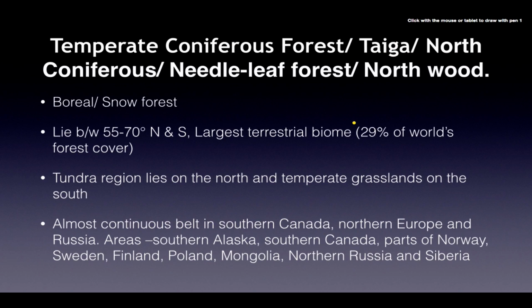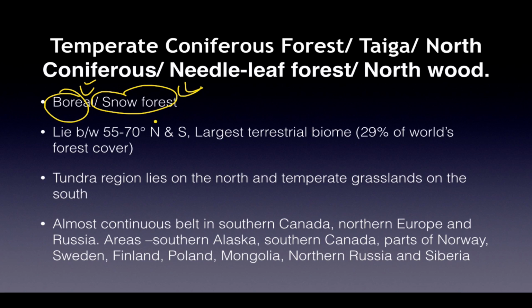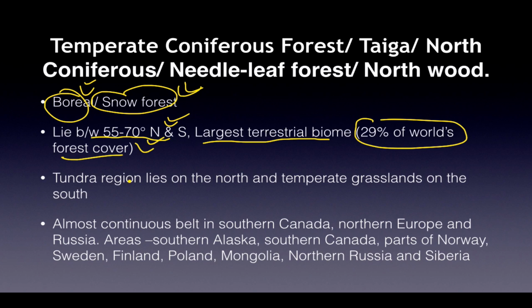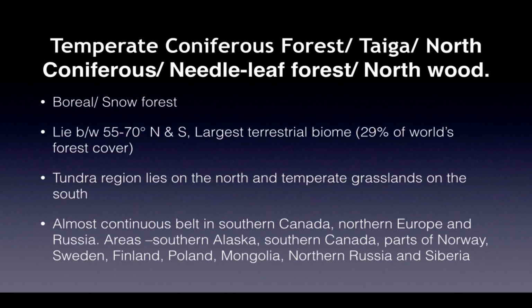Anyway, moving forward, they are also called boreal because of the north, and the snow forest because of the snow. The lowest temperature on earth where a habitable part exists goes here. It lies between 55 to 70 degrees north, and it is the largest terrestrial biome on the planet, where 29% of the world's forest cover is there. The tundra region lies north to it, and temperate grasslands lie south to it, and it is almost continuous in these parts, and I'll show you now.